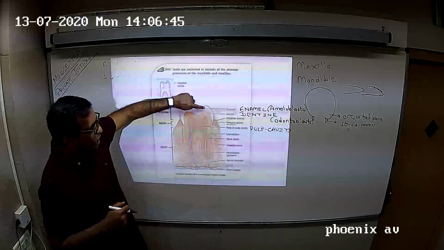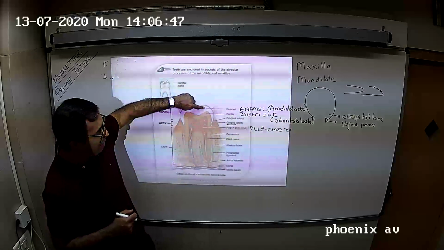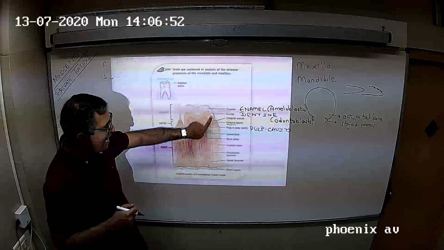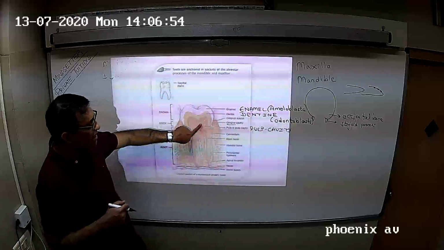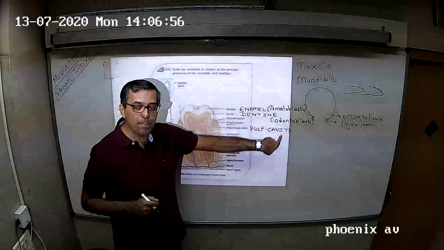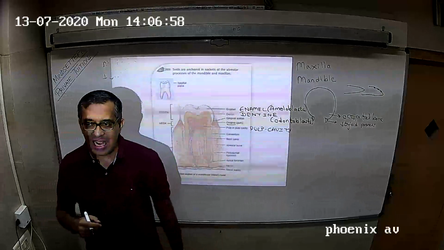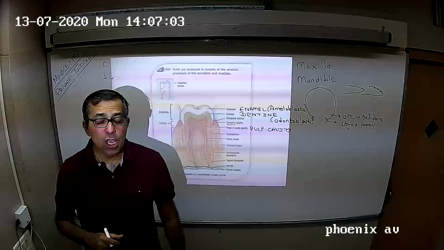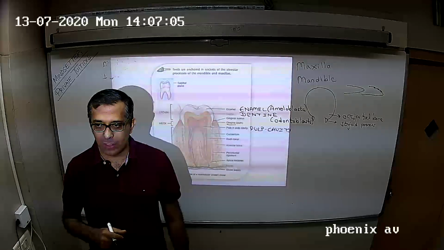So what is the upper shiny part called? Enamel. What is the bony part called? Dentine. और dentine के बीचों बीच, what is the empty space called? The pulp cavity. What does pulp cavity contain in it? Blood vessels and nerves. So that is the way you have teeth inside your mouth.